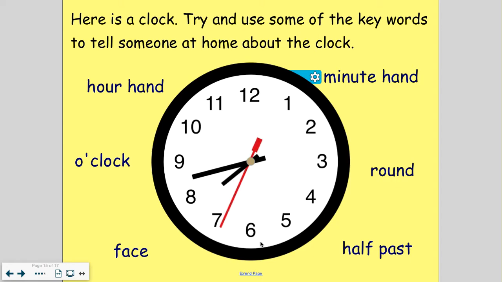At o'clock, I know the long hand, the minute hand, points to the 12. And at half past, the short hand, the hour hand, points to the 6. Did you tell your adult any of those things that I've just said? Fantastic! Let's remind ourselves about how to tell the time.